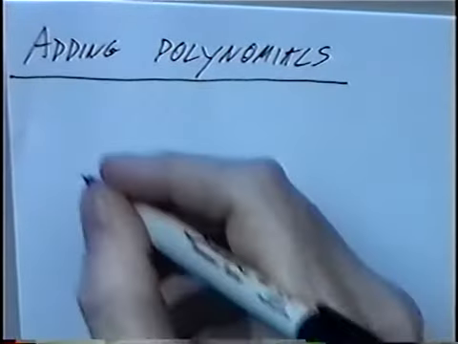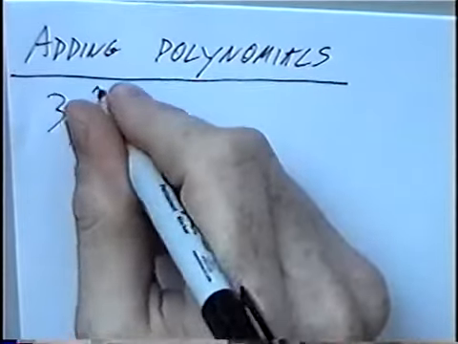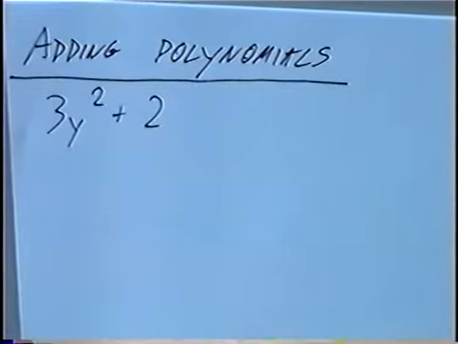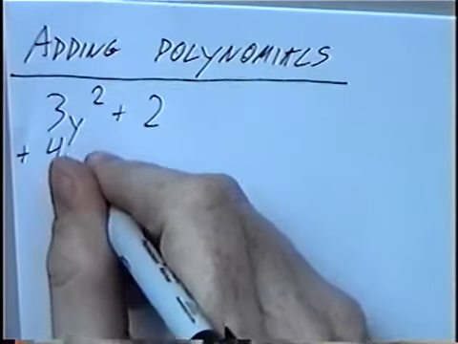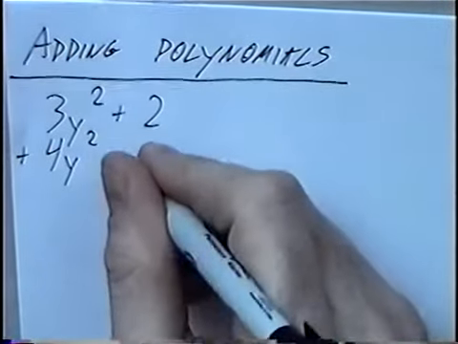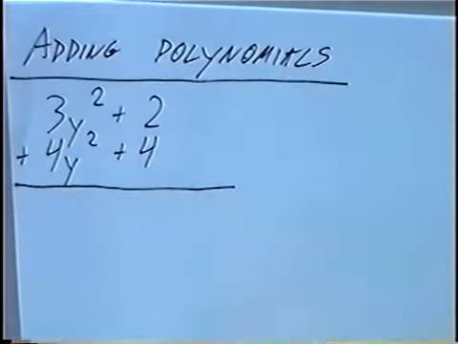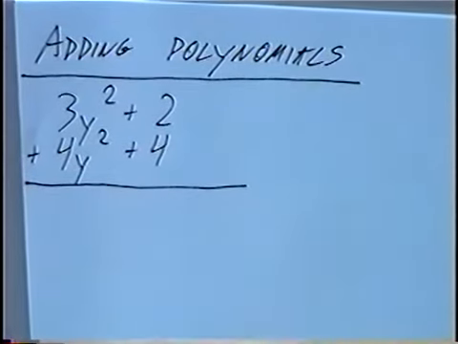First question, 3y to the second power plus 2, and underneath we'll have a plus sign, and we'll have 4y to the second power plus 4. And then we can draw a line under each of these for the addition. Adding polynomials, this is a vertical addition.